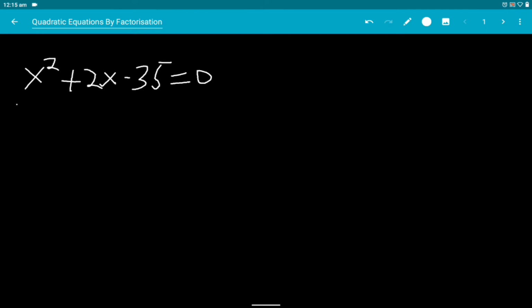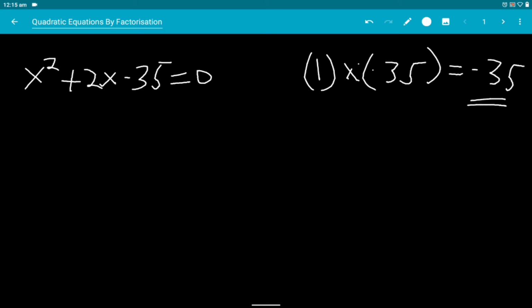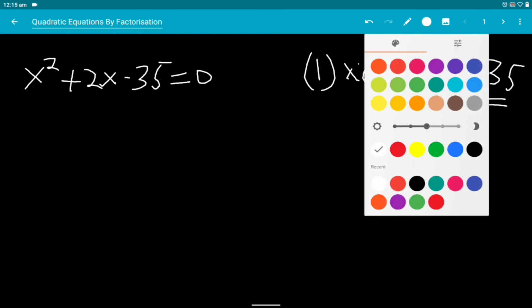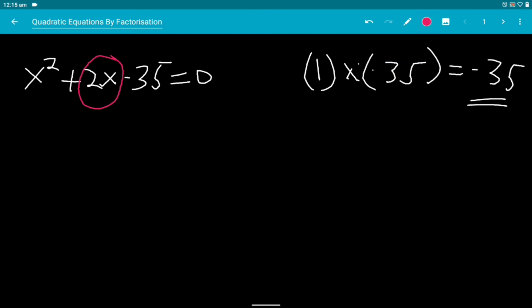What do we do? Now the first thing we do is to use the coefficient of the x squared term over here to multiply the constant that we can see over here. So if we do that, we can see that the coefficient of the x squared term is 1. If we use it to multiply by negative 35, the answer is going to be negative 35. Okay, now this negative 35, we need to look for two numbers that if we add or subtract, we get the number in the middle over here, the 2x we have in the middle. So that is what we need to do.